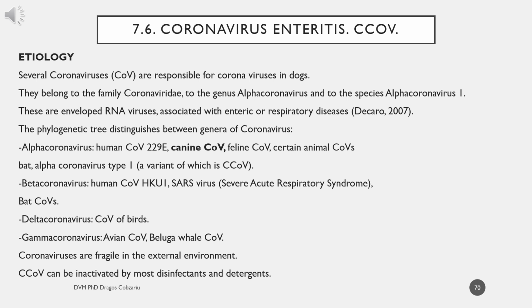The phylogenetic tree distinguishes between genera of coronavirus: Alpha Coronavirus, human CoV 229E, canine CoV, feline CoV, certain bat CoVs, Alpha Coronavirus type 1, a variant of which is CoV. Beta Coronavirus, human CoV HKU1, SARS virus, severe acute respiratory syndrome, bat CoVs. Delta Coronavirus, CoV of birds. Gamma Coronavirus, avian CoV, beluga whale CoV.